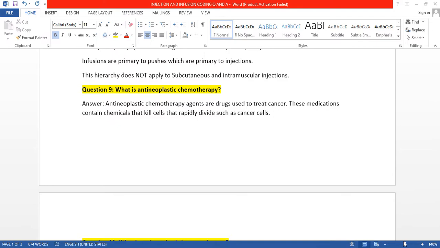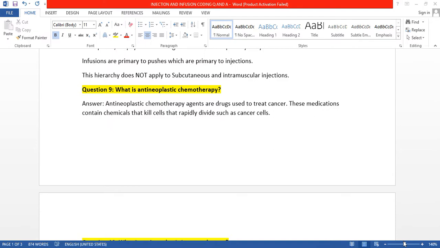These medications contain chemicals that will kill cells that rapidly divide, such as cancer cells. So, guys, whenever you see any word you don't understand, we need to check in Google or any pharmacology or other references, and find the meaning of that word. Here, anti-neoplastic chemotherapy. Anti means opposite, neoplastic means cancer.